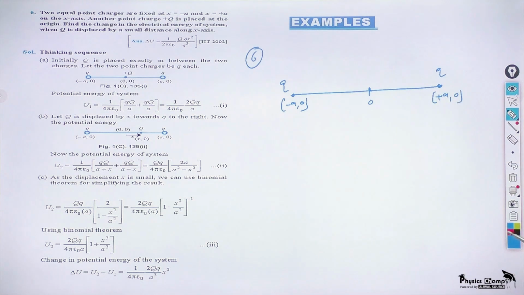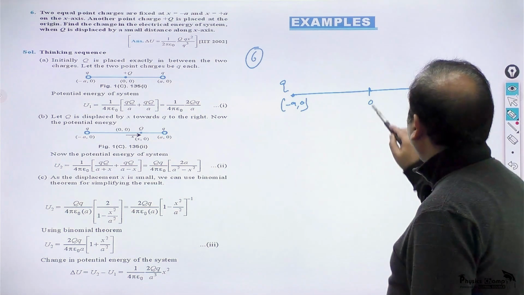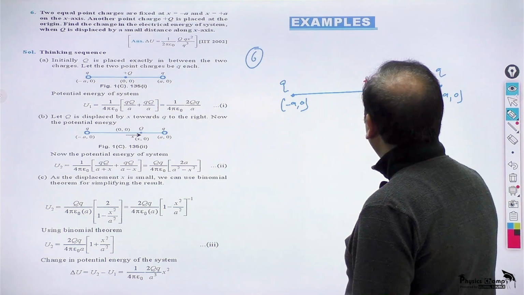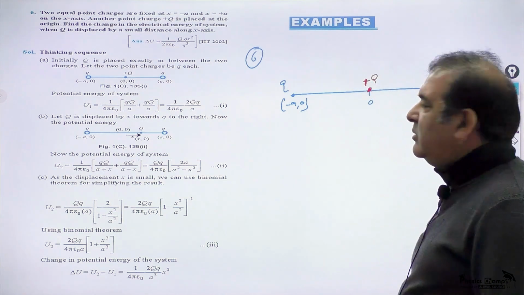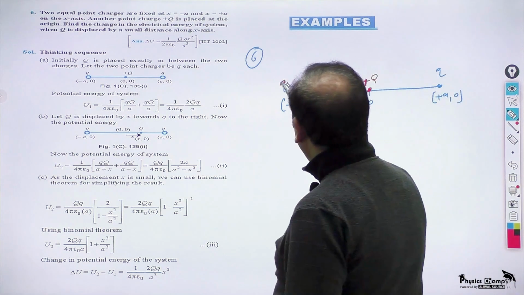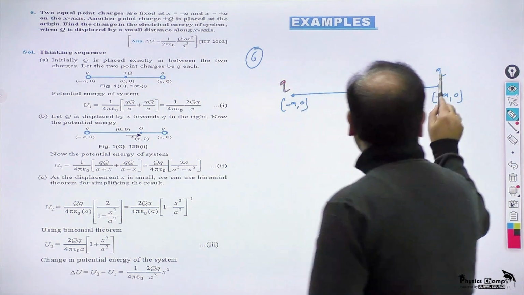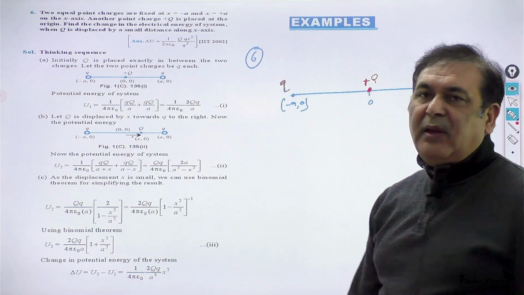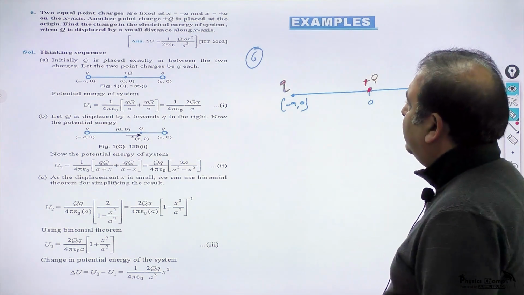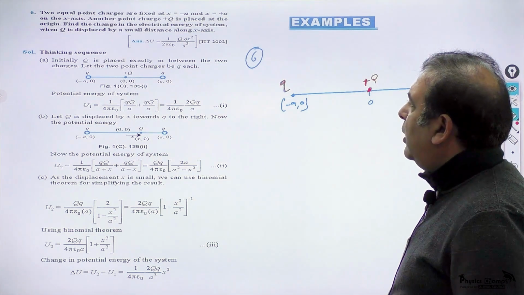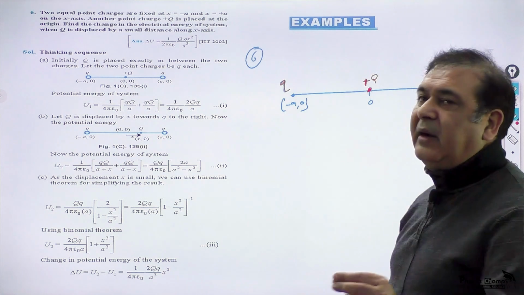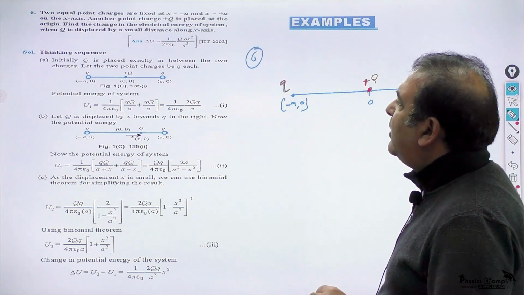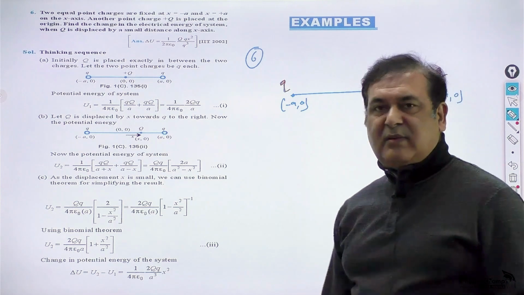And another point charge plus capital Q is placed at the origin. So here at the origin, you are keeping a charge plus capital Q. So you have three charges here: q at a distance a here, q at a distance a here, and at the origin you have a charge plus Q. Find the change in electric potential energy when capital Q is displaced by a small distance along the x-axis.